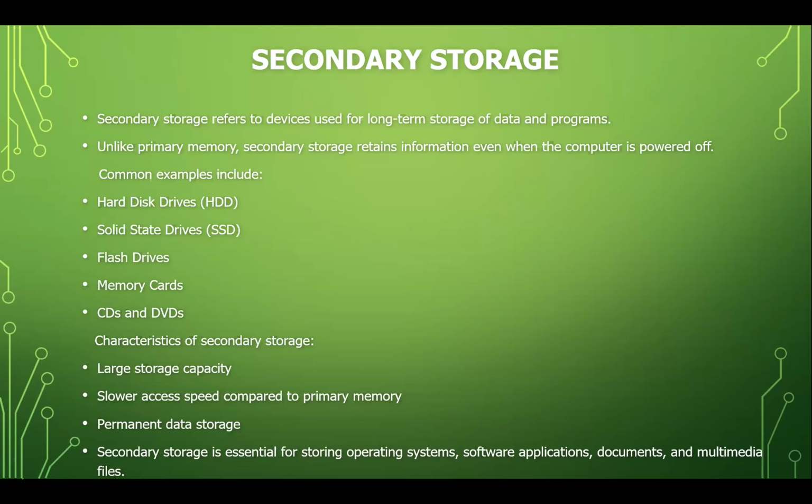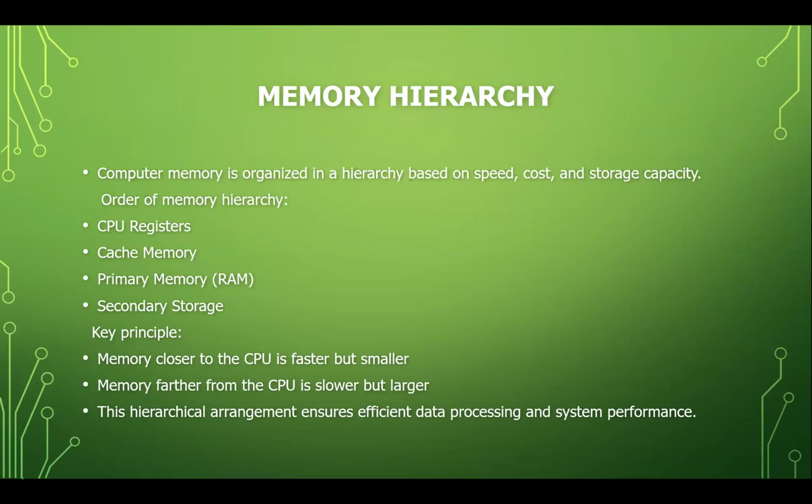Now, let's bring everything together by looking at the memory hierarchy. This is a fundamental concept in computer architecture that explains how different types of memory are organized based on three factors: speed, cost, and capacity. At the top of the hierarchy, closest to the CPU, we have the CPU registers, the fastest memory of all, but extremely small, typically just a few hundred bytes. Next comes the cache memory, still very fast, but larger than registers. Then the primary memory, slower than cache, but significantly larger in capacity. At the bottom is the secondary storage. It's the slowest, but with the greatest capacity and the lowest cost per unit of storage.